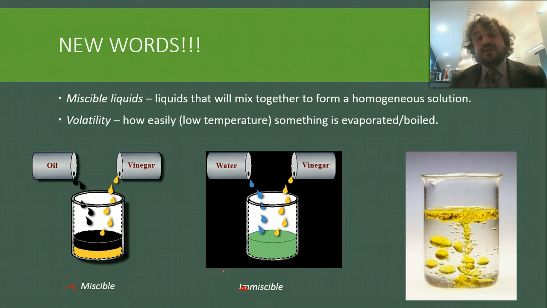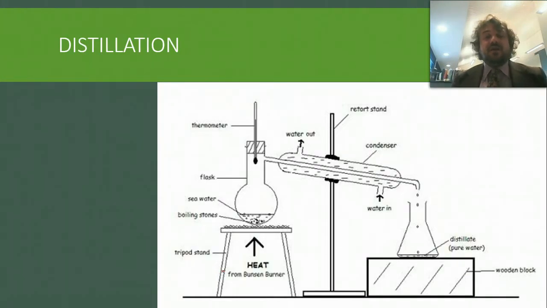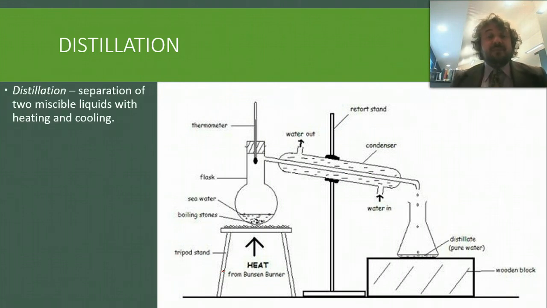So, volatility. Basically, volatility is how easily, at a low temperature, something evaporates or boils. So something which is more volatile would be something which boils or evaporates at a lower temperature. Alright, and that's what we're looking at right now. So distillation is a fancy way of separating two miscible liquids. Distillation is basically the separation of two miscible liquids with heating and cooling.